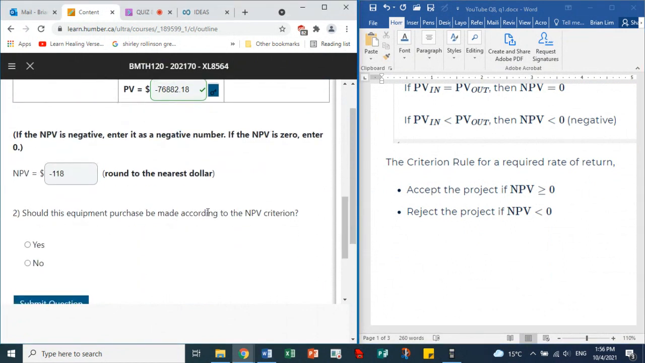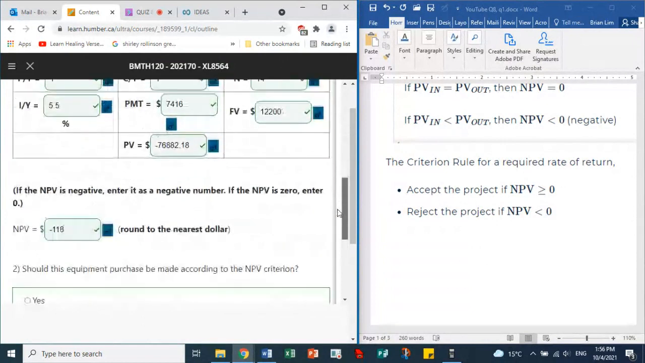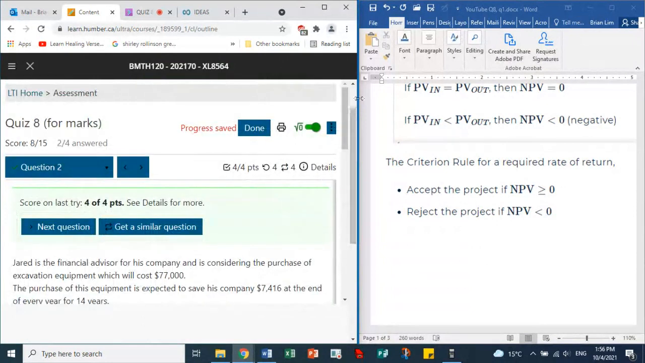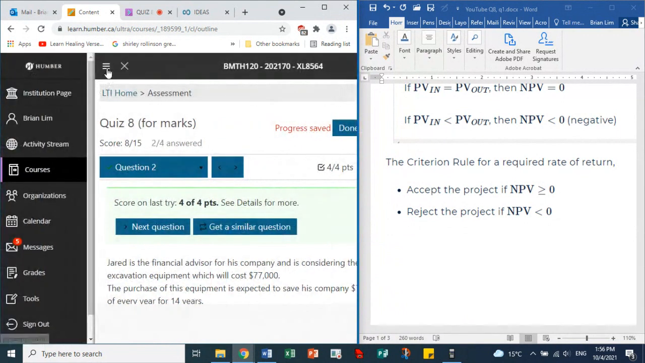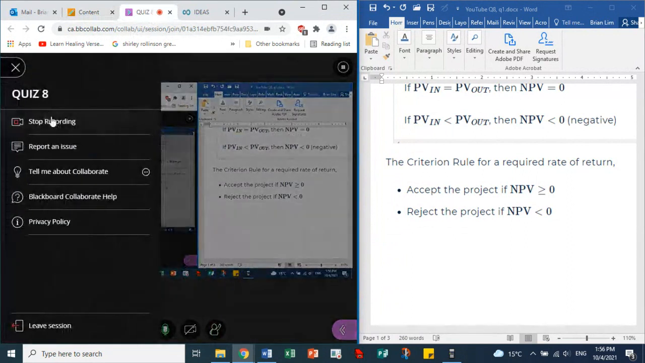So should this equipment purchase be made according to the NPV criterion, the net present value? The answer will be no, a resounding no. And hopefully all of it is correct, and it is. Okay, so that's the first two questions of that quiz. And with that, I will terminate.